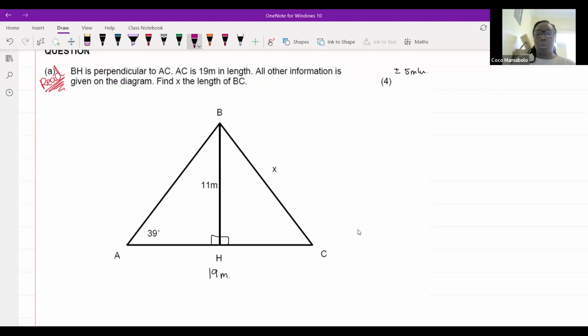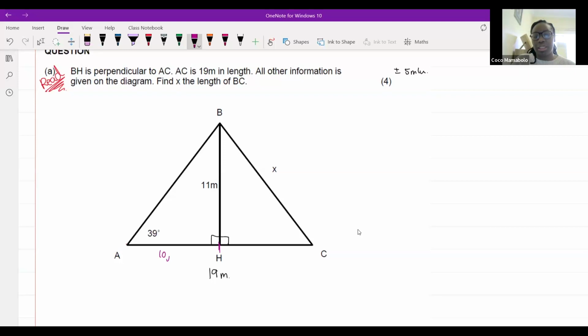But now we cannot assume that just because BH is perpendicular to AC, it is then a perpendicular bisector and that this is now cut in half.